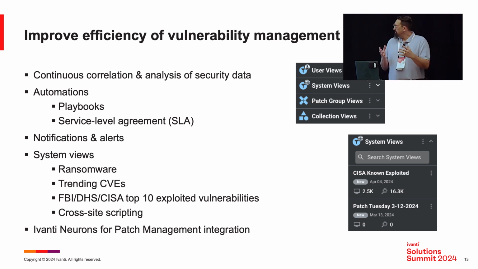And then finally, if there's a patch available, right? I now have the ability within the RBVM tool to hook that up to Ivanti Patch for Neurons and set that into a specific patch group as well.